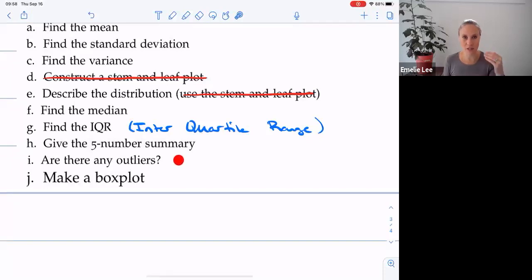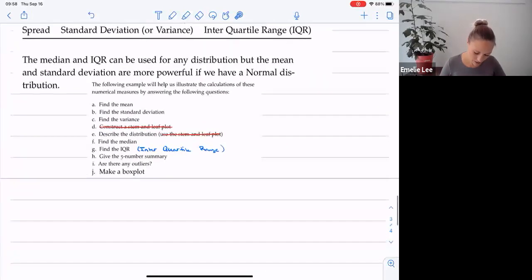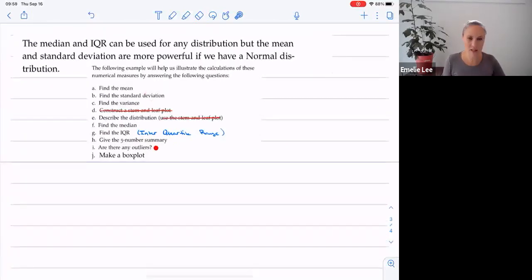Now there are specific rules that we're going to follow to determine if we have any outliers. And then finally, I want to show you how to make a box plot. Now, that's not because I want you to make a box plot. We're going to look at the anatomy of a box plot, but of course we're going to use R to create these box plots. Okay. So I'll do all these with one example.